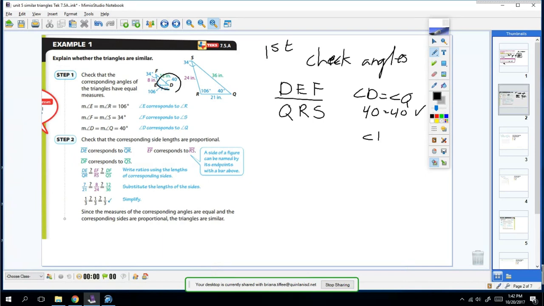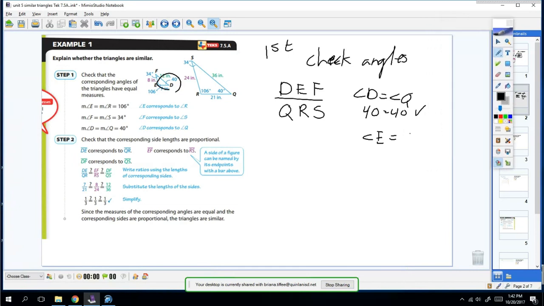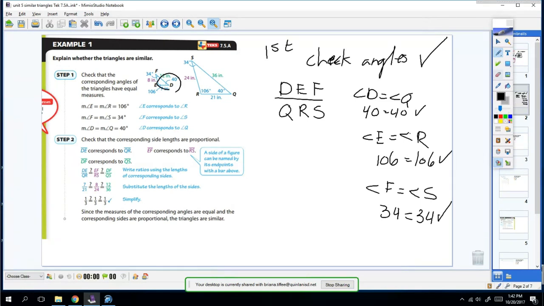Now angle E has to equal angle R. Angle E equals 106. Does angle R? Yes. So they're equal. Finally, angle F has to equal angle S. Angle F is 34, and angle S is 34 as well. So my first check, the angles, they are equal. Okay?